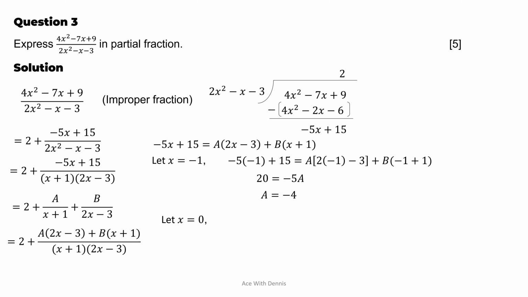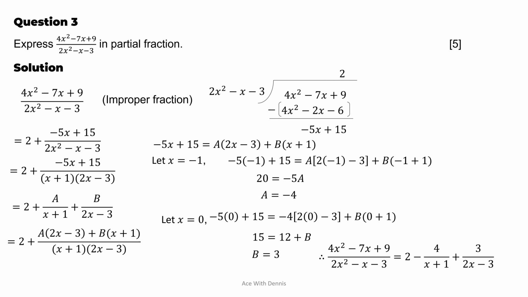Next, we can choose any value of x. To make the calculation easy, we choose x equal to 0. So the equation becomes negative 5 times 0 plus 15 equals negative 4 bracket 2 times 0 minus 3, plus B bracket 0 plus 1. We solve this equation: 15 equals 12 plus B, so B equals 3. Hence, the partial fraction will be (4x squared minus 7x plus 9) over (2x squared minus x minus 3) equals 2 minus 4 over (x plus 1) plus 3 over (2x minus 3).